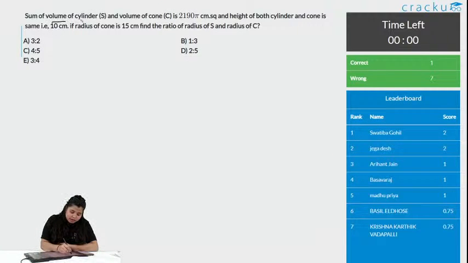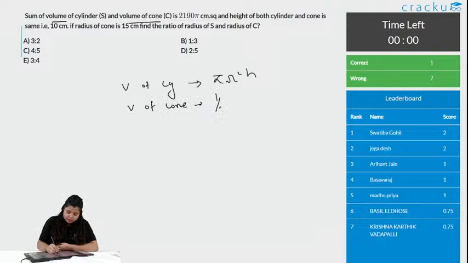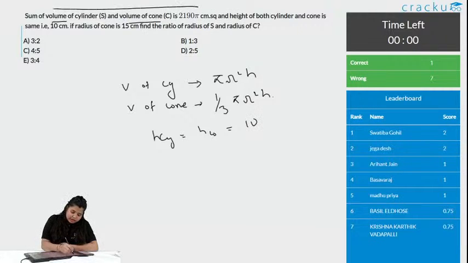It is saying the sum of volume of cylinder and volume of cone. What is the volume of cylinder? It is equal to pi r square h. And what is the volume of cone? It is 1 by 3 pi r square h. So the height is the same, that is, the height of cylinder is equal to the height of cone, and that is equal to 10. This is the equation to be formed and you will be able to solve the question.